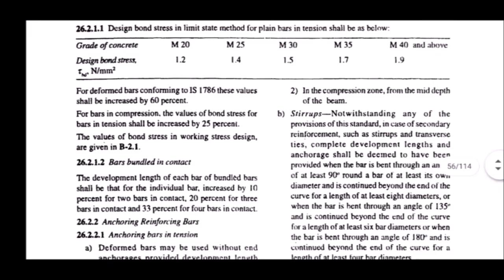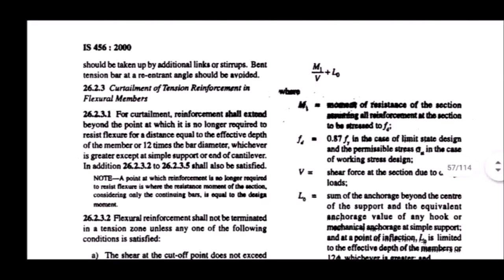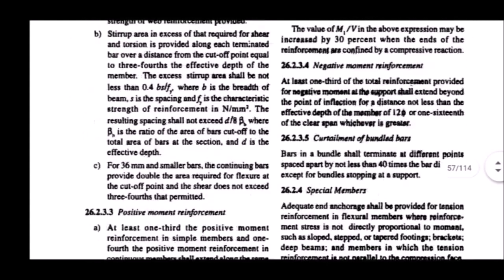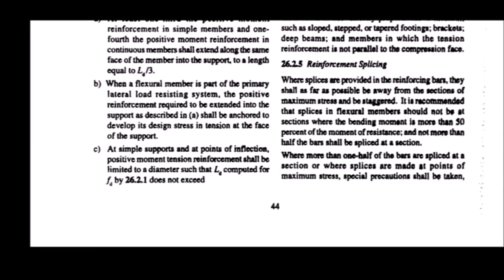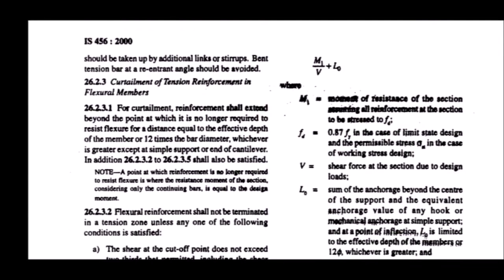And the final condition for development length, we may find from here: M1 by V, V means Vu, plus L0, that should be greater than Ld. That means that should be greater than development length. This is the checking, and it is written actually here: Ld is computed for fd, does not exceed this value. Okay, M1 by V plus L0 should be greater than Ld. So let's check in our solution.